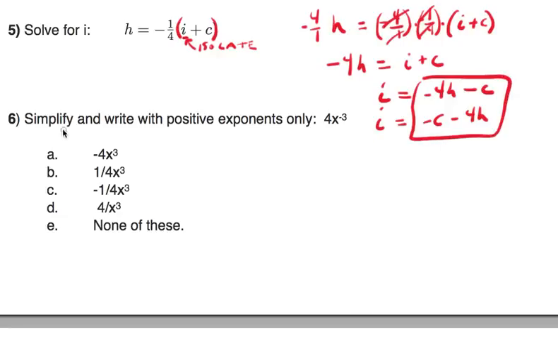Okay, last one. Simplify and write with positive exponents only. Okay, I'm going to show the multiplication between the 4 and the x. And I'm doing that to show you that the 4 is not to the negative third power. The only thing to the negative third power here is the x. And since they want us to write the answer with positive exponents only, the only thing that needs to be done is we need to alter this so that this is a positive exponent.